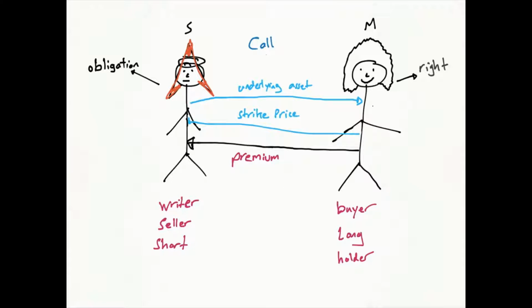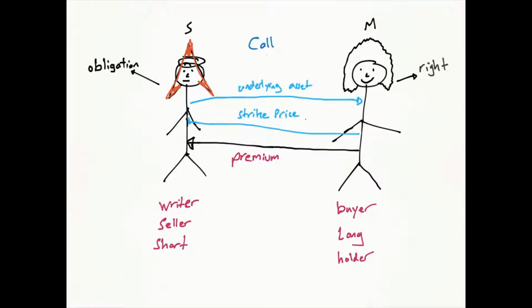So Mr. M and Mr. S signed the contract and they agreed that they will enter into a call option. So M paid the premium to S, and later on Mr. M decided that it is in his interest to exercise the option. So he will notify Mr. S that he is going to exercise the option. So he will pay the strike price and receive the underlying asset.